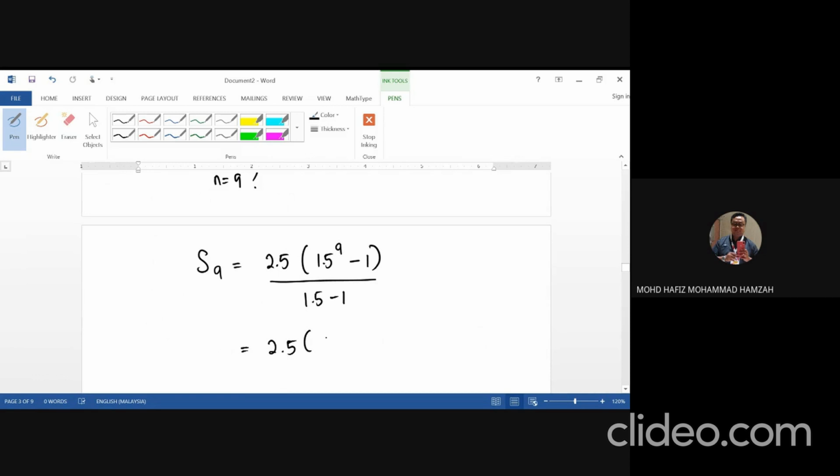37.4434, per dengan 0.2. So lepas tu 37.4434 darab 2.5 bahagi 0.5. So jawapan dia 1872.22. Di sini saya pakai 2 decimal places. Tapi you boleh juga skip daripada sini terus kira sini. Tak payahlah tunjuk yang ni. So it also acceptable.